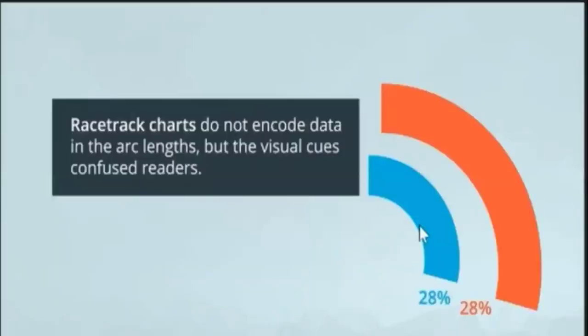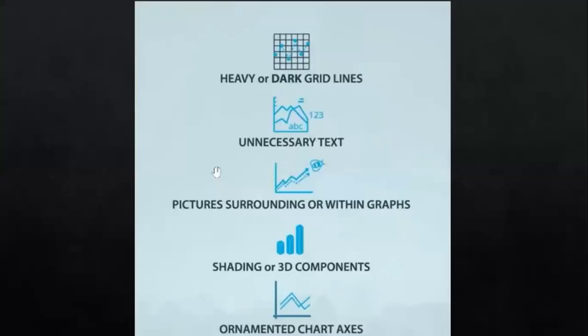Then look at these two now. These two things, you can see that this red one, this orange one, is bigger than this one, but they are both 28%. They are actually the same size. But because of the way they are positioned, you can see that this one looks smaller than this one, but they are both the same size. None of them is smaller or bigger than each other. So you want to avoid using such things in your graph.